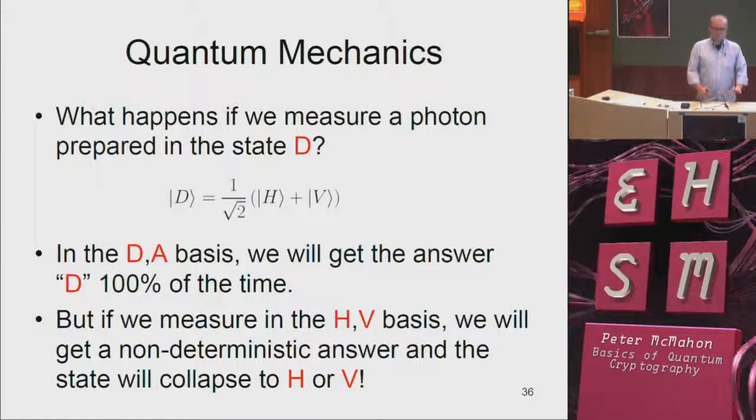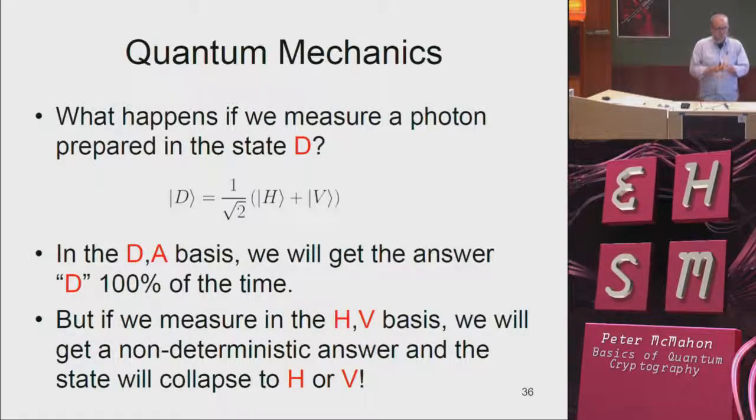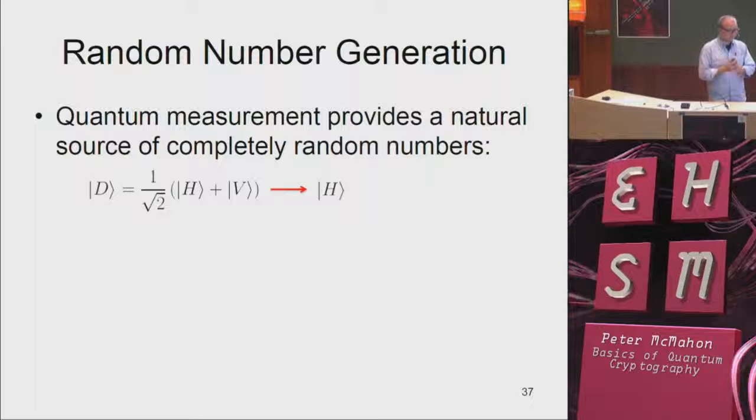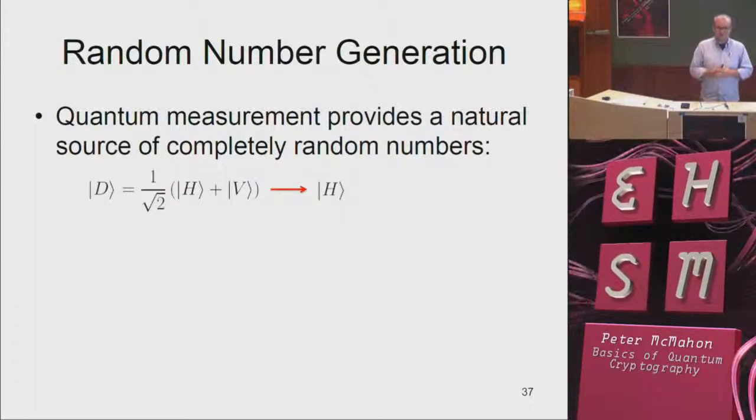A very crucial part of this, though, is that once you've measured it in this basis and you've gotten an answer, the state will actually collapse. That means that if you start off with a diagonally polarized photon and you measure it in the HV basis and you get the answer H, the state will actually become horizontally polarized. So then if you ask it again what its polarization is in the HV basis, it will then always give you the answer H. So that's a very interesting feature and is something that we're going to exploit.